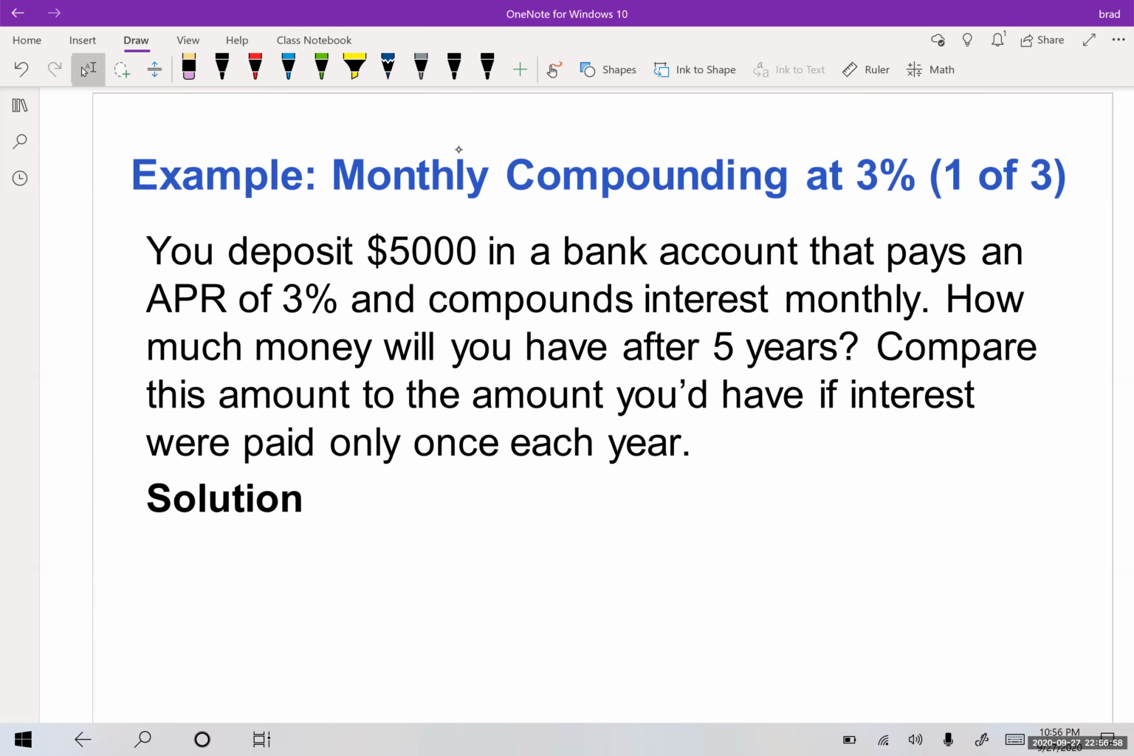So let's try another practice problem. It says you deposit $5,000 in a bank account that pays an APR of 3% and compounds interest monthly. How much money will you have after 5 years?